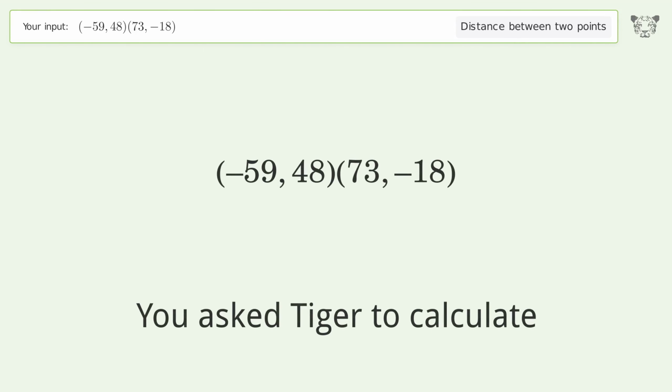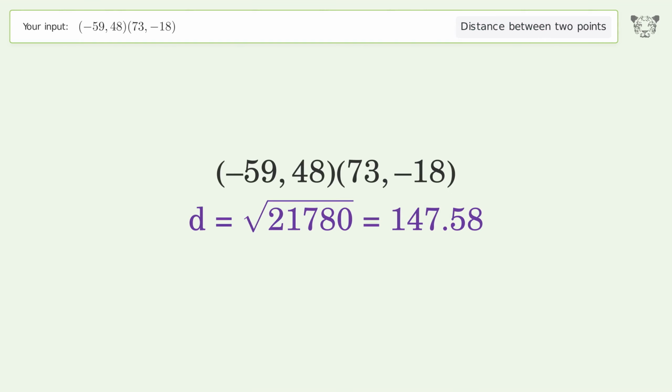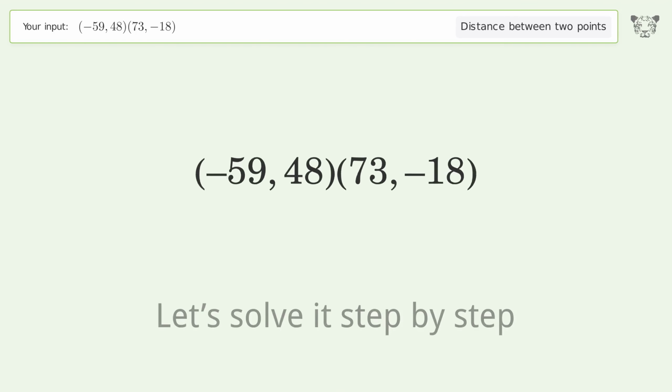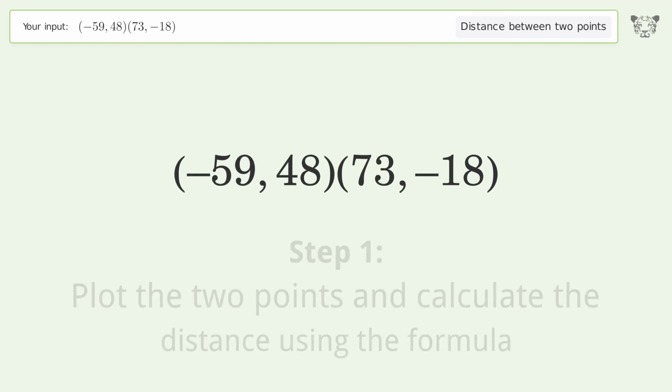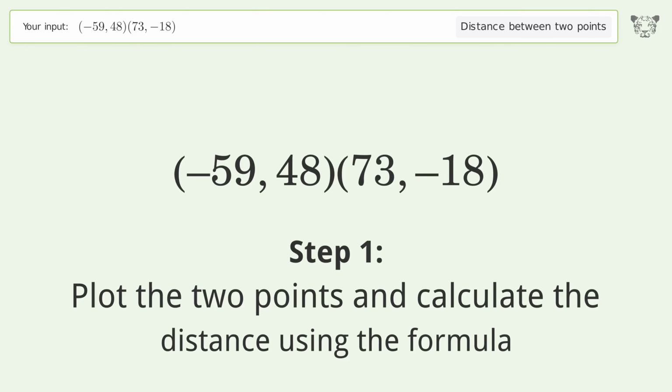You ask Tiger to calculate. This deals with the distance between 2 points. The distance between the 2 points is the square root of 21,780, or 147.58. Let's solve it step by step. Plot the 2 points and calculate the distance using the formula.